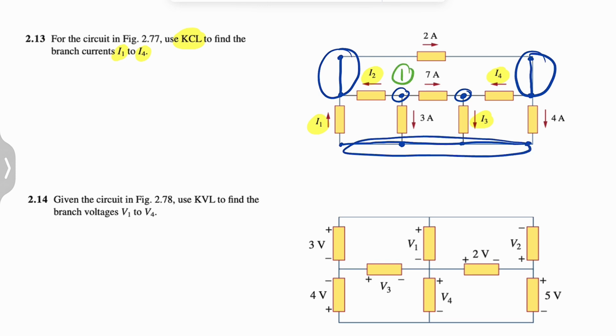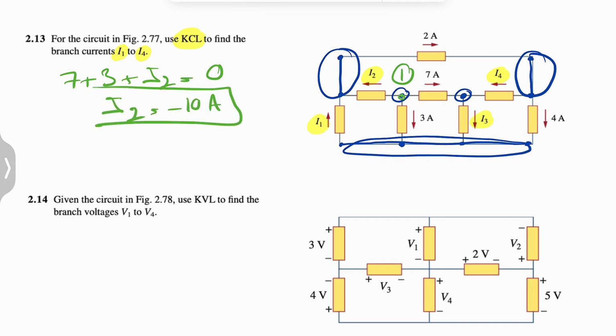So let's call this one node first, and based on Kirchhoff's law, the sum of all currents entering has to be equal to the sum of currents exiting. Here we can see that all three are exiting and there's nothing entering this node. So we have 7 plus 3 plus I2 equal to 0, because all of them are exiting that node. So I2 will be negative 10 amp. Now we can move on to another node.